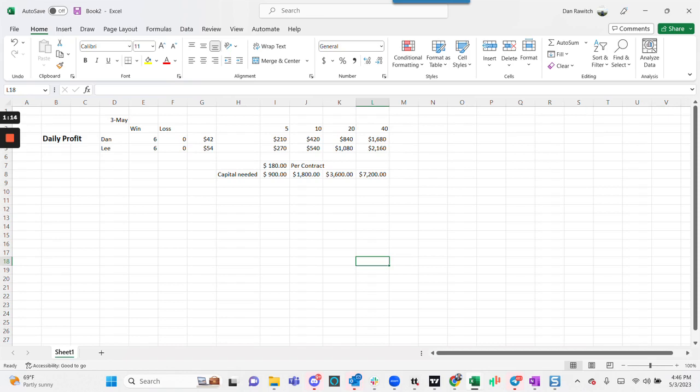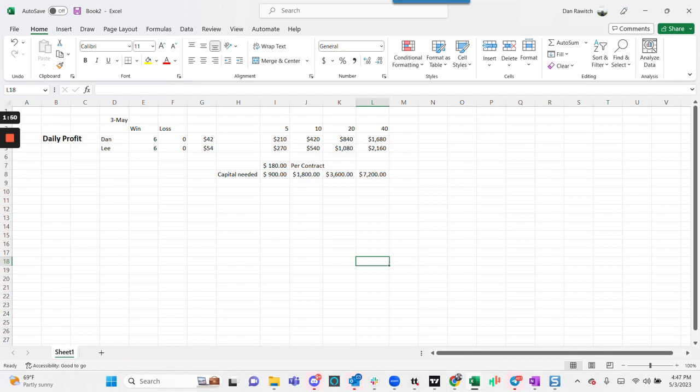Lee. 20 contracts only takes $3,600 of capital. Most of you have that. That made $840 today, or $1,000. So you're talking about $250,000 a year potential income here with 3,600 of capital, because this capital keeps turning over. It's not in the market more than a couple of minutes at a time. And then 40 contracts. We have members that trade 40, 50, and 60. Lee would have made 2,100, and I made 1,680. So that's how that works.